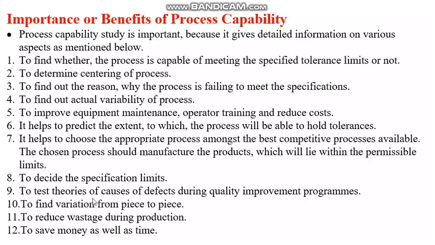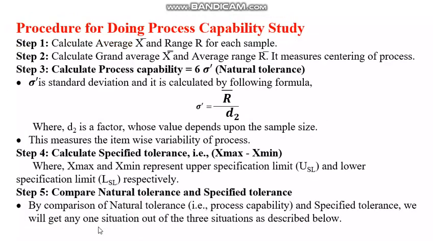Suppose you have developed some theories of the cause of defects. For this reason the defect is coming, and you have some idea. That is your thought, so that is your theory. To test those theories, this process capability will be helpful. To find out variation from piece to piece, from one piece to another piece, process capability will help. To reduce wastage during production, to save money as well as saving time, this process capability will be of use.